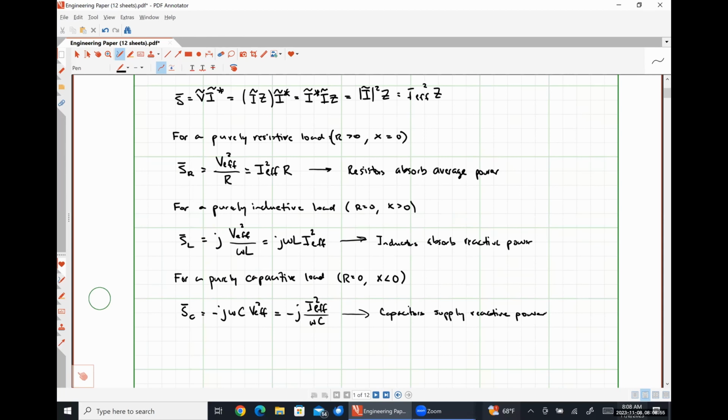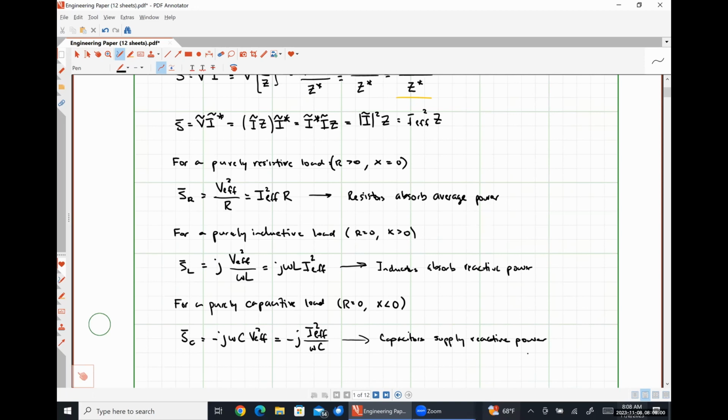So before we move on to power factor correction, does anybody have any questions, comments, or concerns about any of these relationships? Yes, sir.